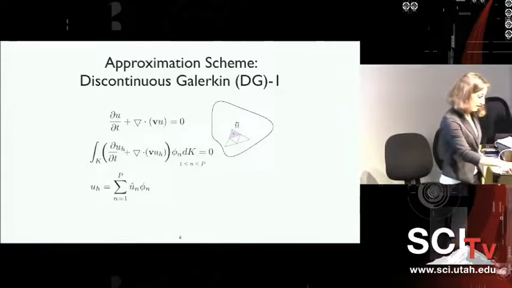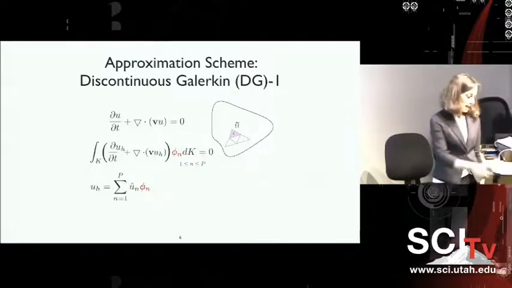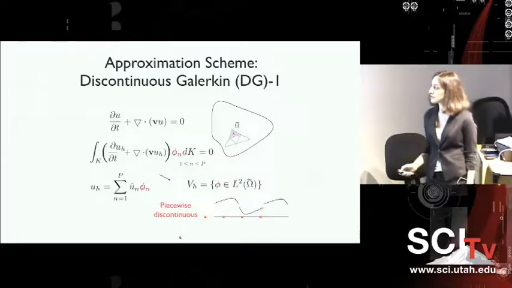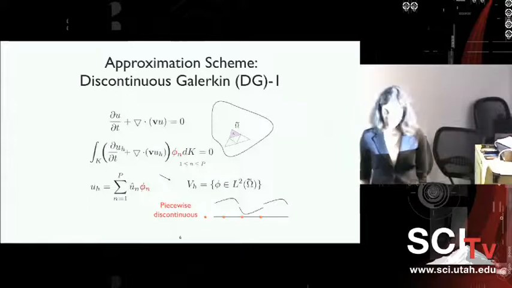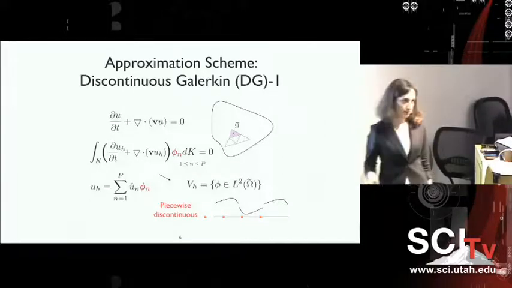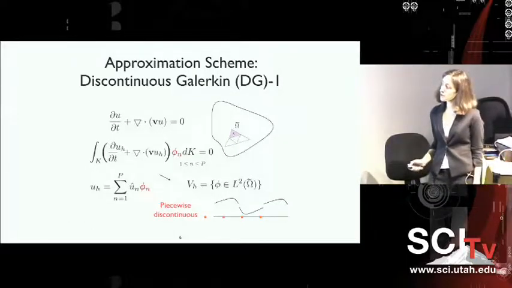In the discontinuous Galerkin scheme, these bases and test functions are the same, and they belong to the space of L2 integrable functions. In other words, they are allowed to have discontinuities between element interfaces. So as a result, my final approximate solution will have discontinuities at element interfaces.